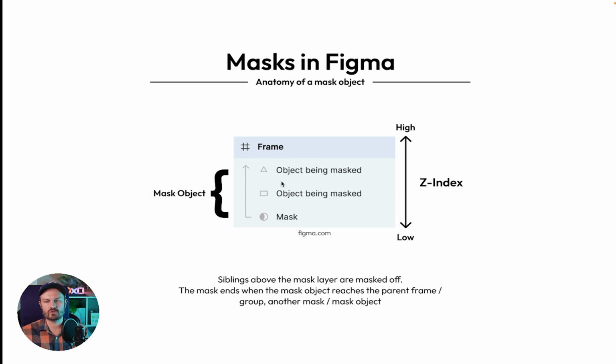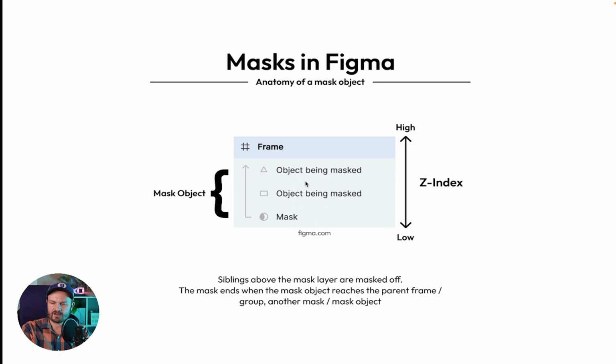And a mask will end or terminate when it runs into another mask or mask object or reaches the parent, which is either the group or the frame. And in this case, the parent is the frame, so the mask object ends right here.